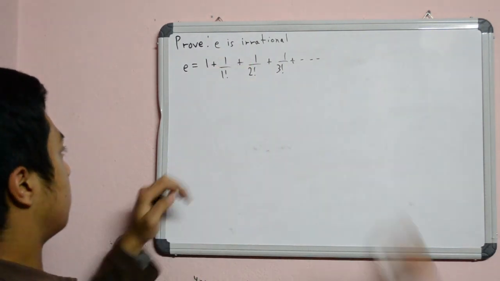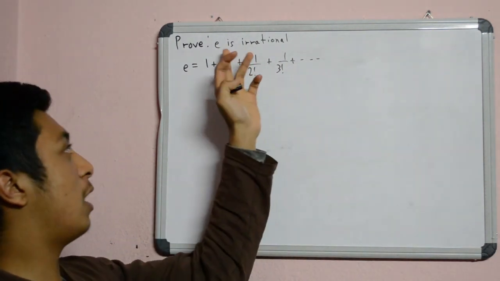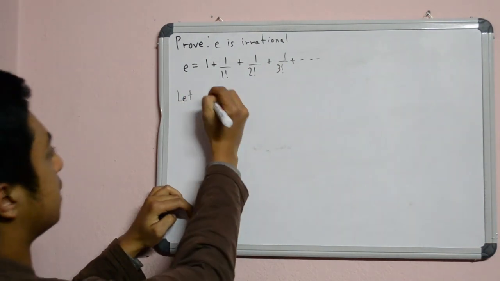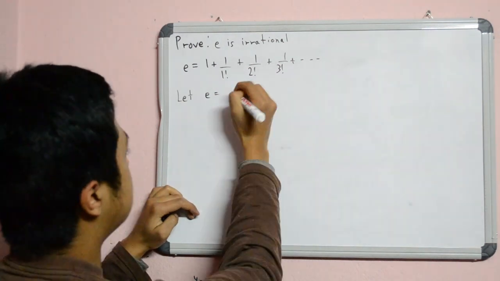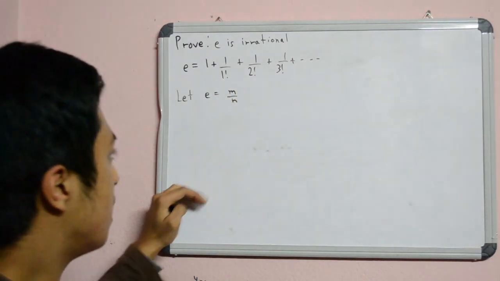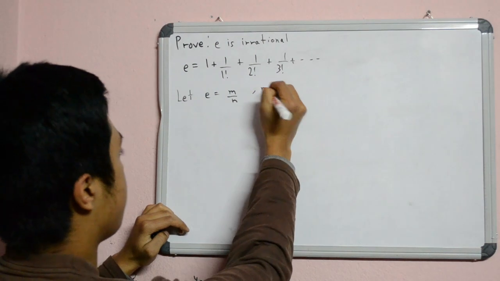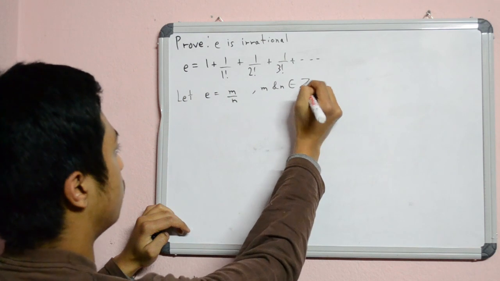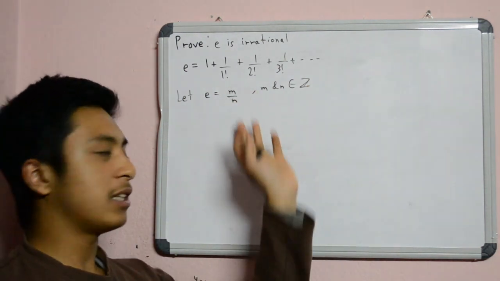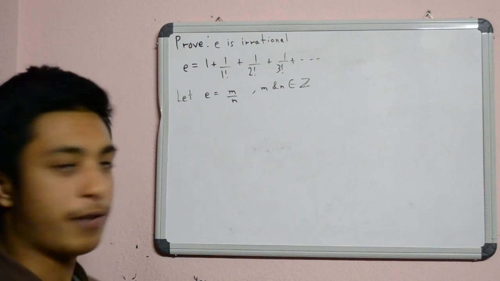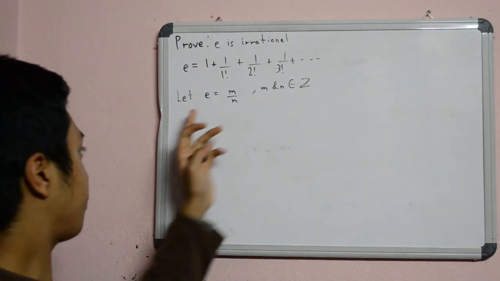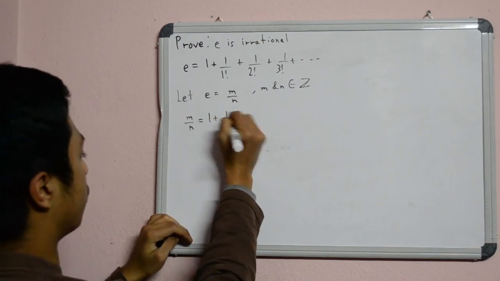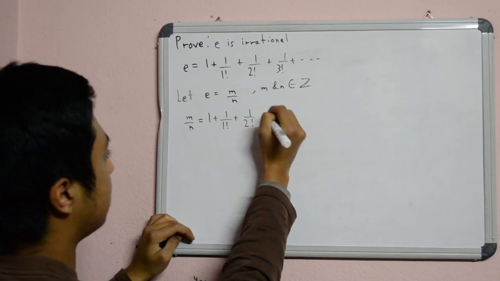So let's choose the opposite case for this proof. Let e be some number by some number, let's say m by n, where m and n both belong to the integers. We basically want them to be whole numbers, no fractional part or anything. That means m by n is equal to this expansion, or this series I shall say.